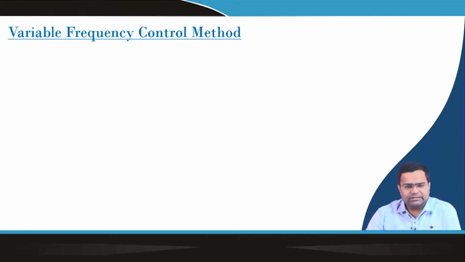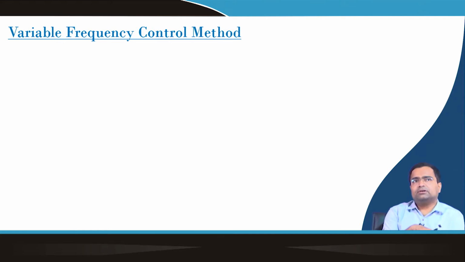Variable frequency control method. When you say variable frequency, because in the previous lecture we found that on time, off time and total time. In pulse width modulation we kept total time constant and we varied on time or off time, like we saw in the previous lecture, whether it is trailing edge or leading edge modulation.